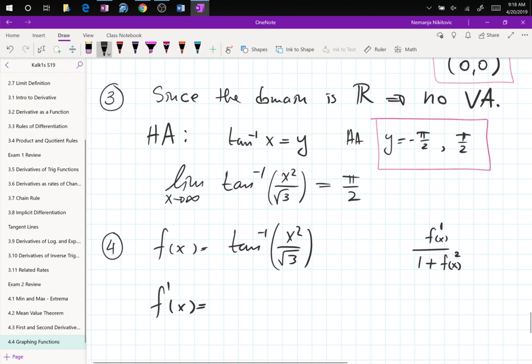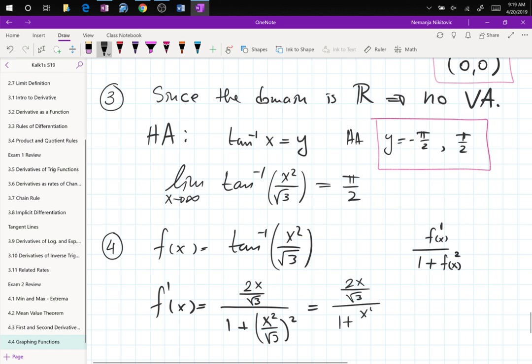So that would be our calculation. I have 1 plus the function as is, squared, which is the inner function, so that's x squared over root 3 squared, and then its derivative, which is going to be 2x over root 3, goes in the numerator. So that's just a basic derivative. And now I fix this as much as possible.